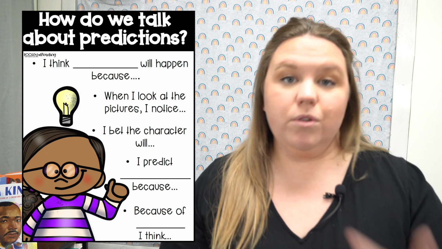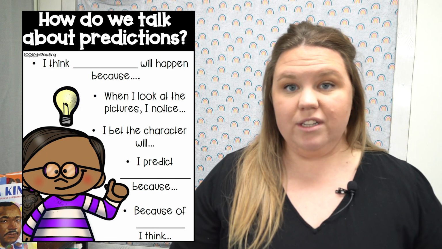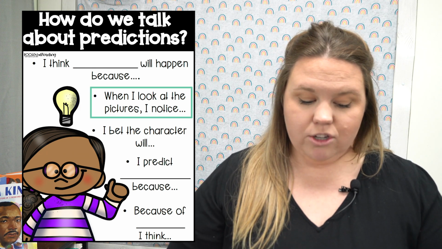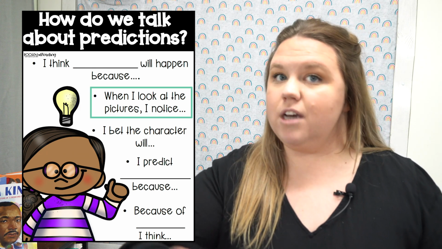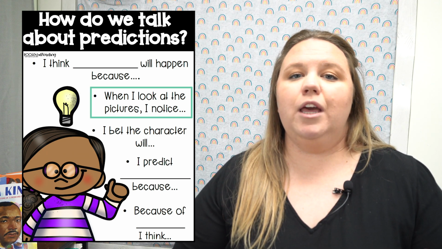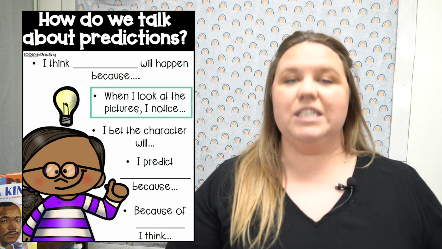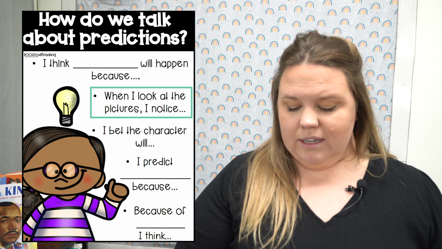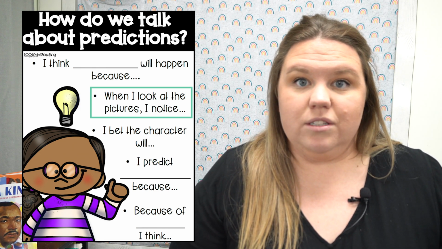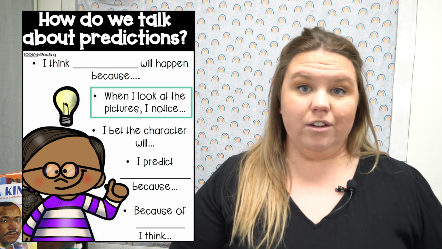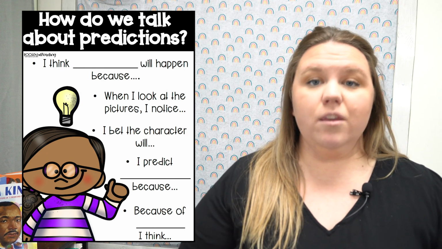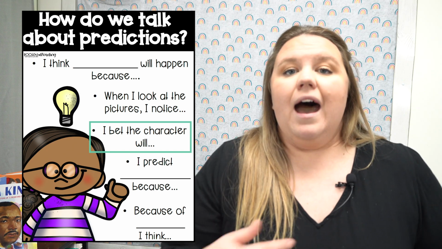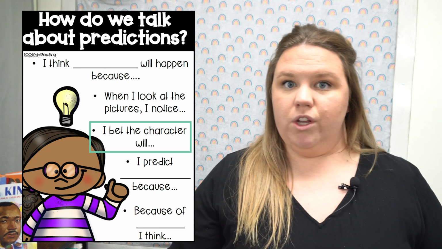We want to look at the words or pictures and have a reason. Another thing that we can say when we're talking about predicting parts of the story is, when I look at the pictures, I notice, and then tell me what you notice. So if I saw a picture of a beautiful Sylvie and she was all kinds of colors, I would say, when I look at this picture, I notice that she is so many colors, and maybe she's that way because she ate something with a lot of colors. I don't know.